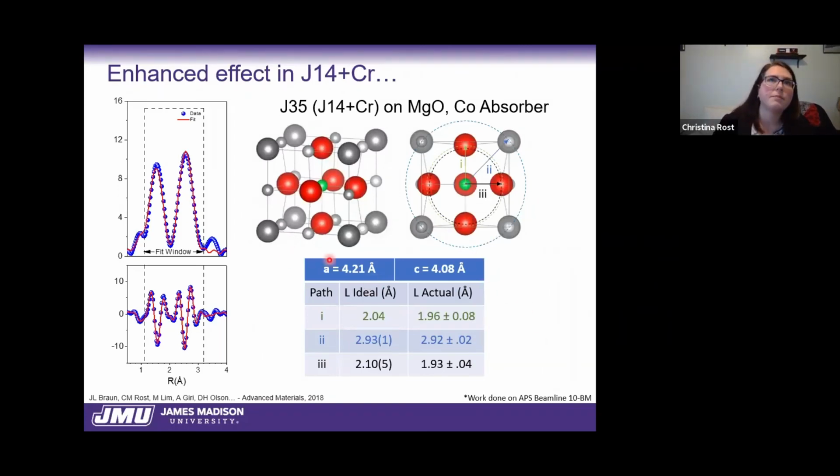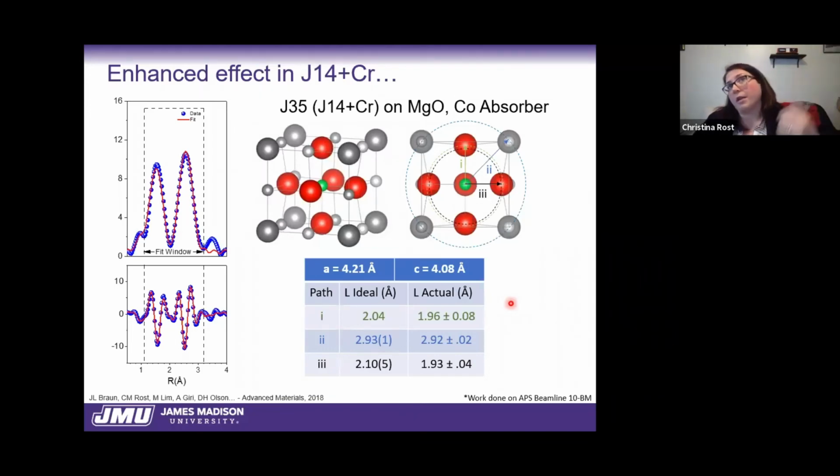So we're still pinned in plane, but now we're compressed out of plane with a lattice parameter of 4.08 angstroms. And if we look at the ideal half scattering paths that we should expect based on the unit cell parameters, as compared to what we found when we fit our Fourier transform, we see that there's a difference of about 6%. So the fact that we introduced chrome into the system has kind of changed the entire landscape, okay?